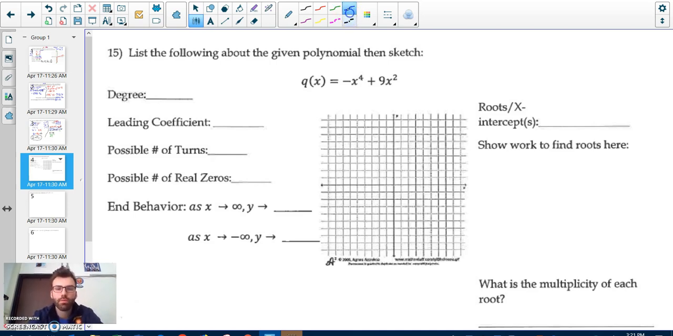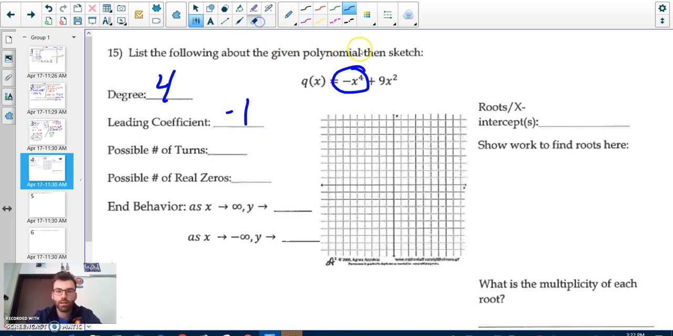Sorry. So, degree of the polynomial. Remember, the degree of our polynomial is our highest exponent. It's the variable with the highest exponent. So I have x to the fourth. That's my highest exponent, so my degree is 4. The leading coefficient is the constant attached to our highest degree term. Our highest degree term is x to the fourth. It's negative, so it's negative 1.